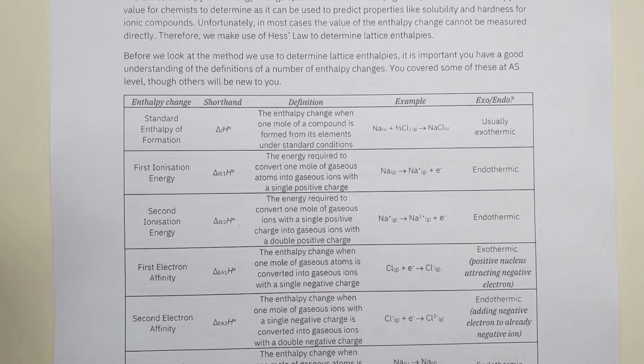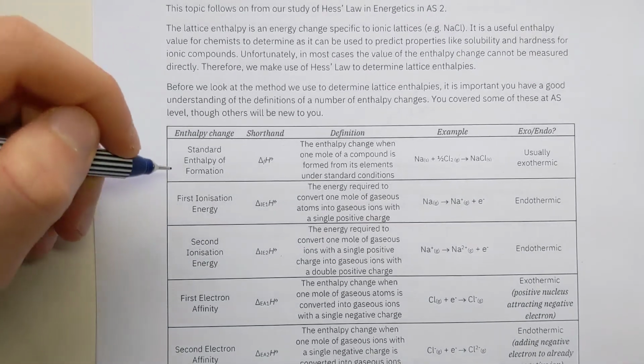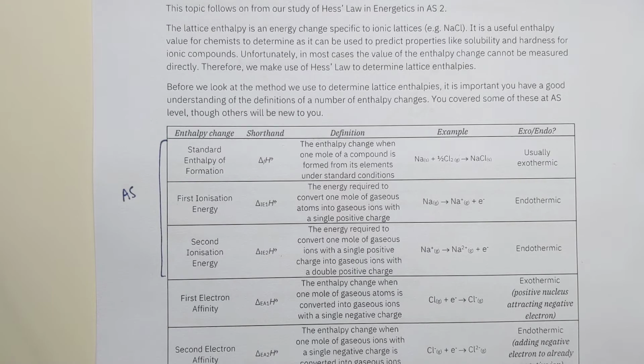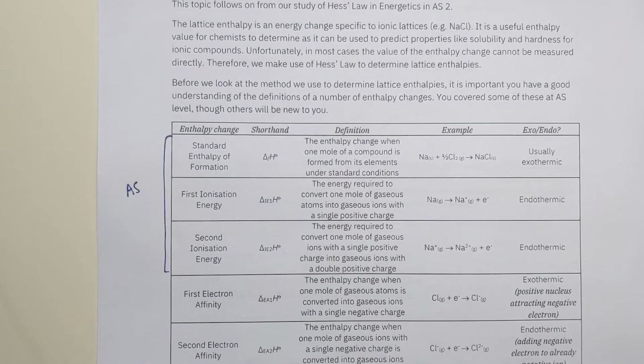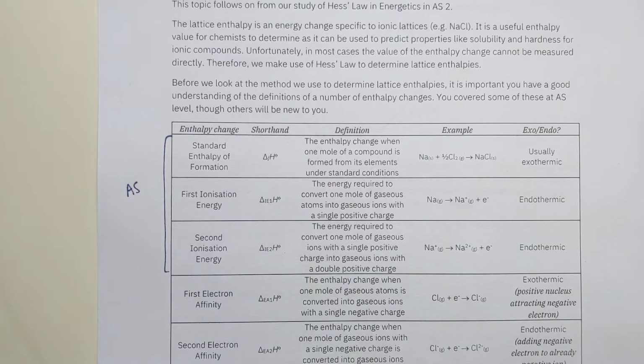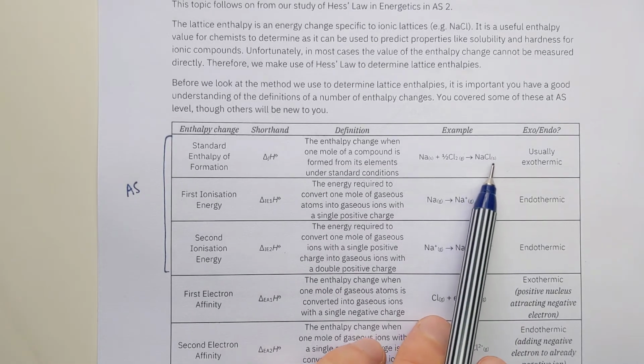So there are 1, 2, 3, 4, 5, 6, 7, 8 on this list. Now the first 3 you have actually come across before. These are straight out of your AS2 notes. First one is your standard enthalpy of formation. Shorthand is delta f H. This is the enthalpy change when 1 mole of a compound is formed from its elements under standard conditions. So it's about making a compound, for example sodium chloride.